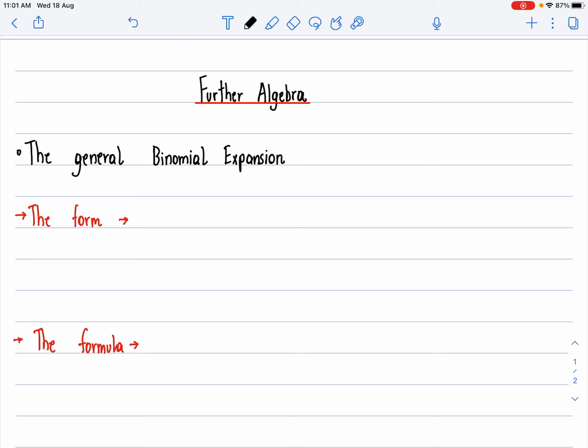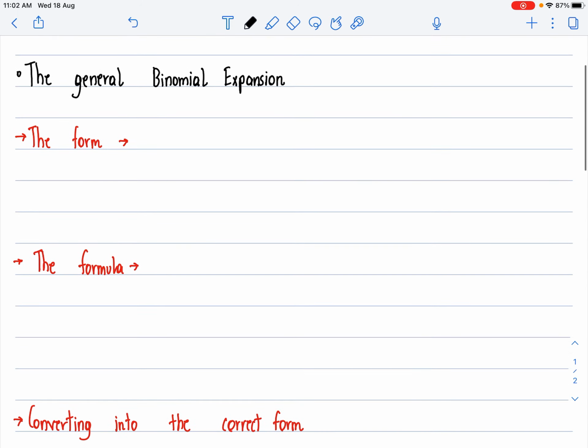Today we'll be doing the concept of the general binomial expansion, which is a subtopic in the chapter of further algebra. Okay, so first we'll be doing the form. This is very important, so you need to pay attention. The form is basically something like 1 plus x raised to n, where you need to know that this 1 should always stay. You should always have a 1 here. You need to remember this, it's really important.